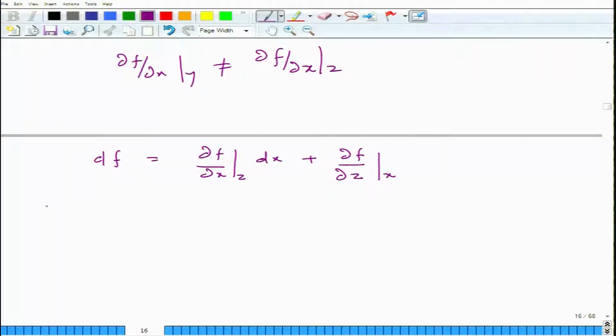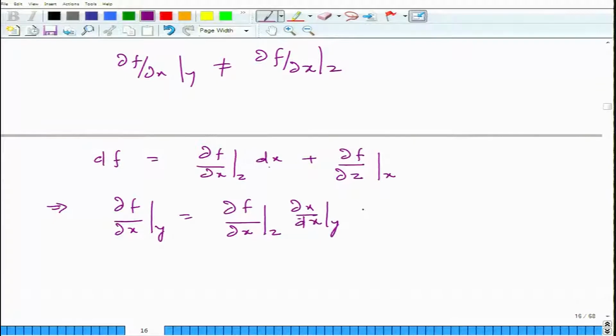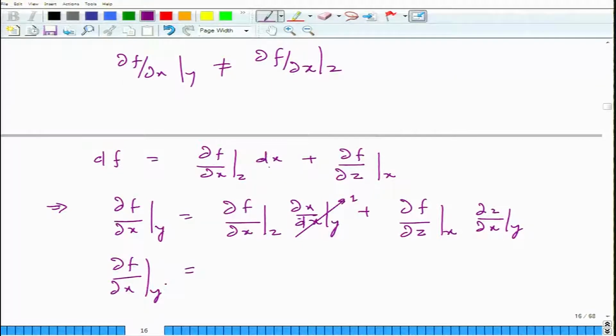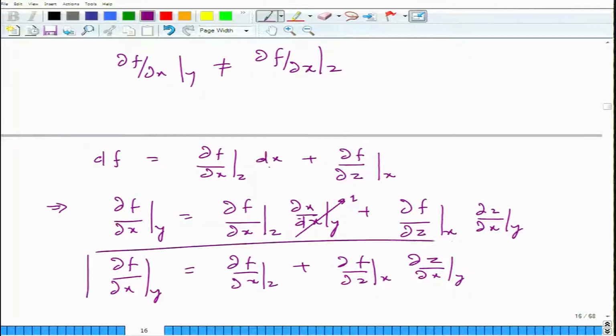Now, this can be further differentiated such that del f by del x at constant y is del f by del x at constant z, and this is multiplied by del x by del x at constant y, which is of course going to be 1, plus the other term. Thus you can write del f by del x at constant y equals del f by del x at constant z plus del f by del z at constant x, del z by del x at constant y. So, this is the relation between these two partial derivatives.